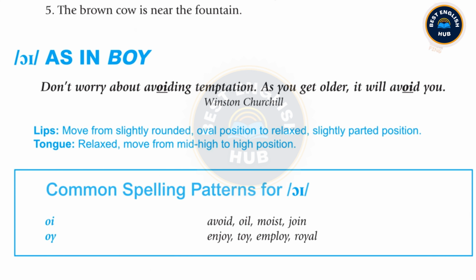/ɔɪ/ as in boy. The lips move from a slightly rounded oval position to a relaxed, slightly parted position. The tongue is relaxed, moving from a mid-high position to a high position. Common spelling patterns for this sound include OI, as in avoid, oil, moist, and join, and OY, as in enjoy, toy, employ, royal.